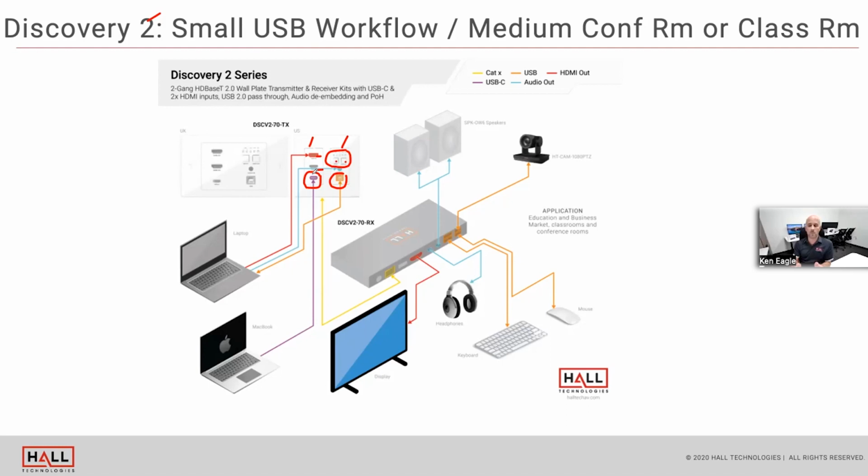and scales it up to be used with more people. Now, on the other side, the receiver, this black box down here, I'm going to put a check mark on it, it's the same receiver we saw with the Discovery 1. Now, that's key, and Hall Technologies did that on purpose. This way, you don't have to change receivers. They're universal. They work across all of our solutions. So it makes building these USB workflows very easy.